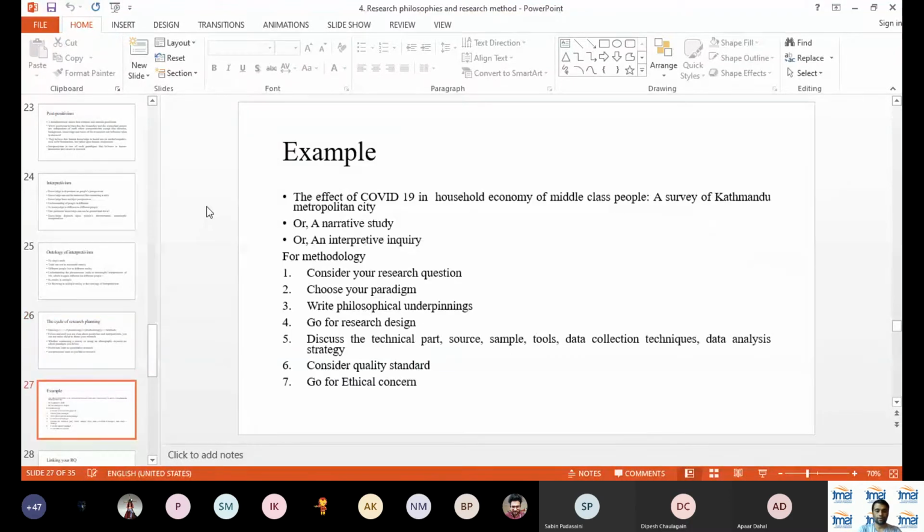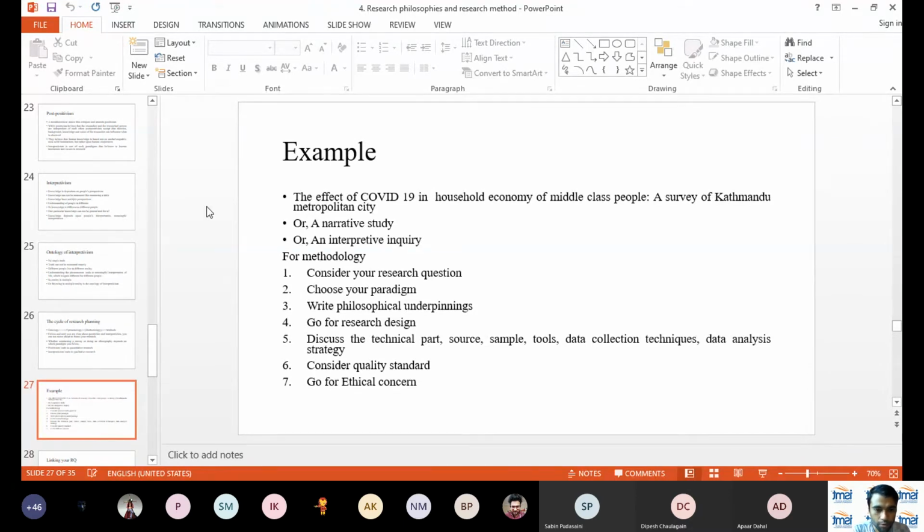This is an example I have taken from a TU professor who is currently studying this part. The title of the research is the effect of COVID-19 on the household economy of middle class people, a survey of Kathmandu metropolitan city. Or you can say it is a narrative study or an interpretive inquiry. That is the construct that we use in the title.